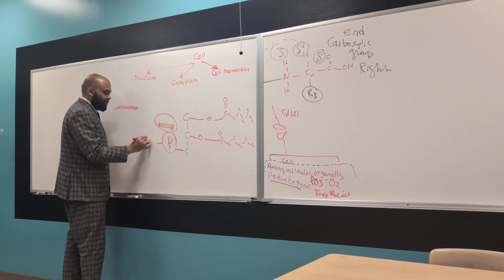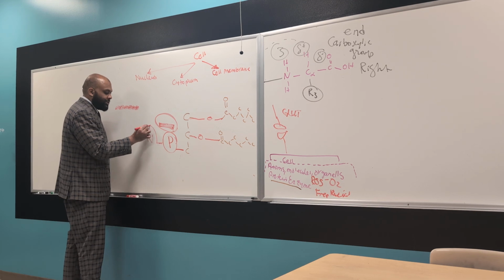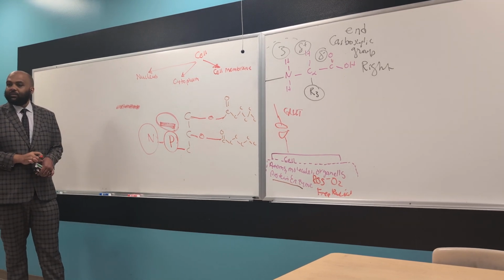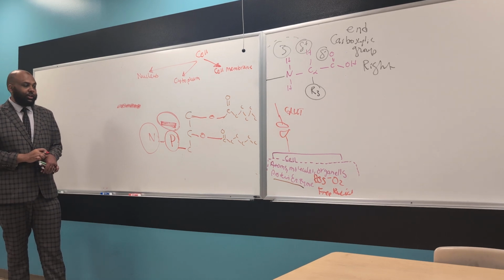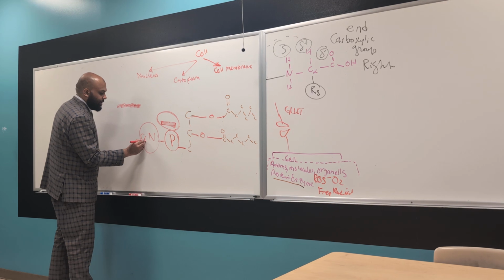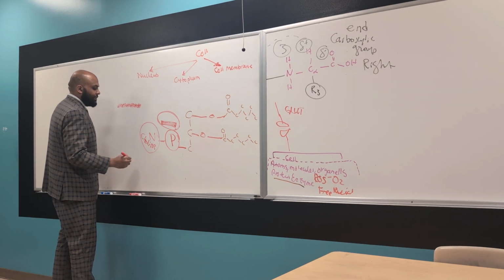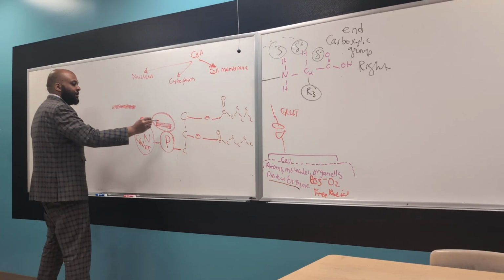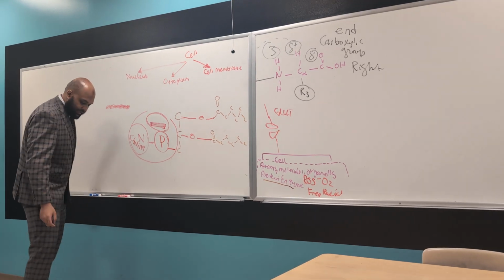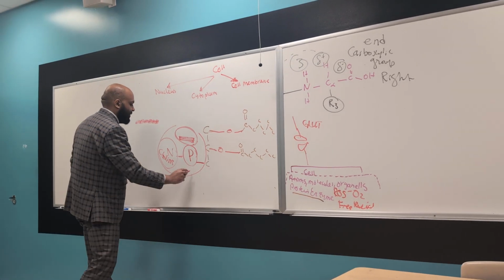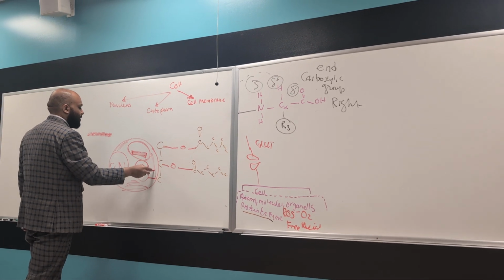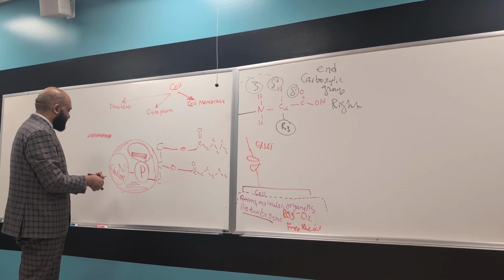And there is another nitrogen containing group known as choline. Excellent. Choline. So now this here is the red head. That is the red head of the phospholipid, and the two tails are brown.